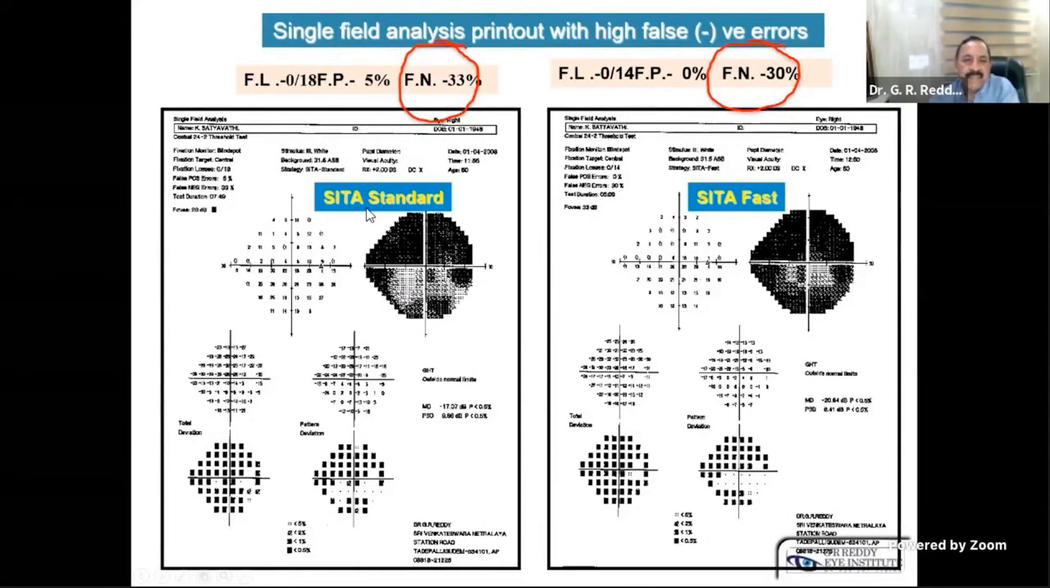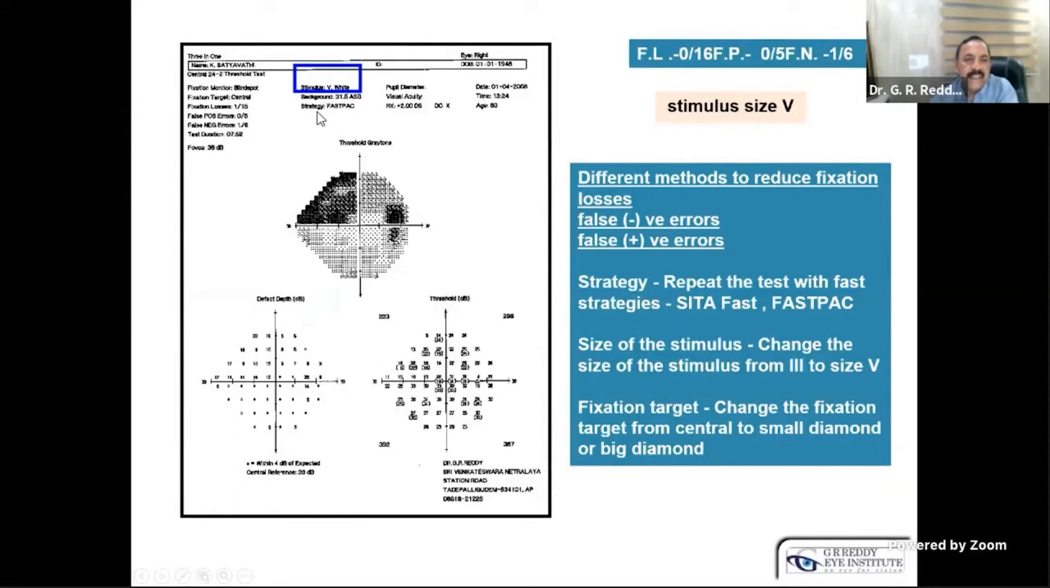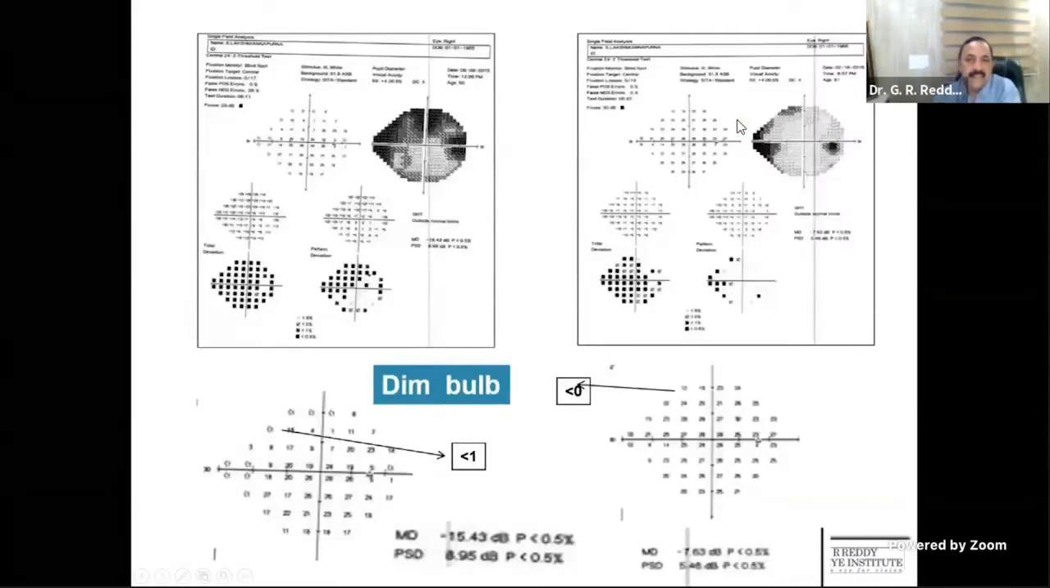In spite of changing from SITA standard to SITA fast, the fixation false negatives are still very high. Sometimes we have to change the size of the stimulus to size 5, especially in the false negatives, from size 3 to 5. The size 5 stimulus is 16 times bigger than size 3. Another most important thing is identification of the dim bulb.